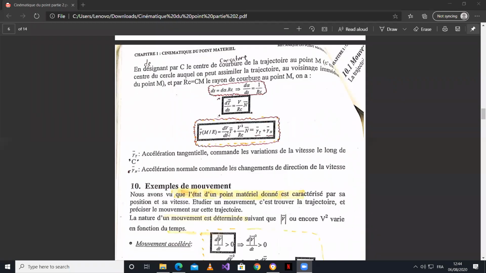Yeah, just repeat on the vector unitaire, like what it means. Vector unitaire is a vector whose magnitude is equal to 1. We call it vector unitaire, tout simplement. It's just a vector whose magnitude is equal to 1.